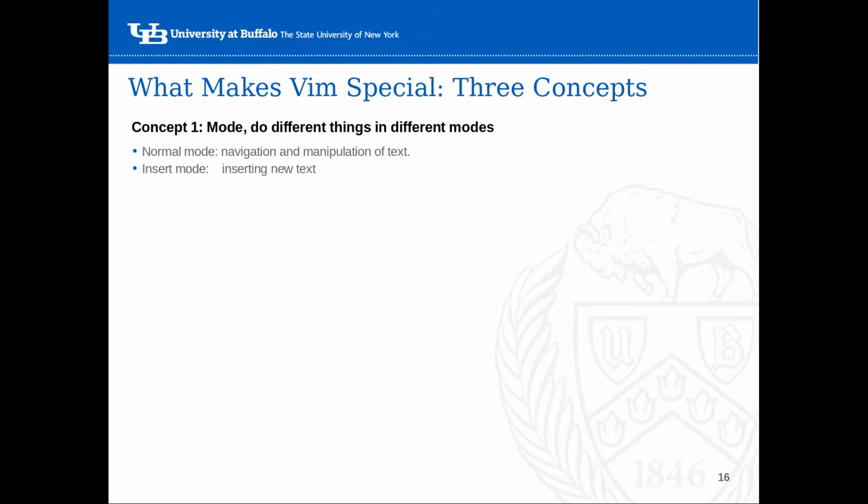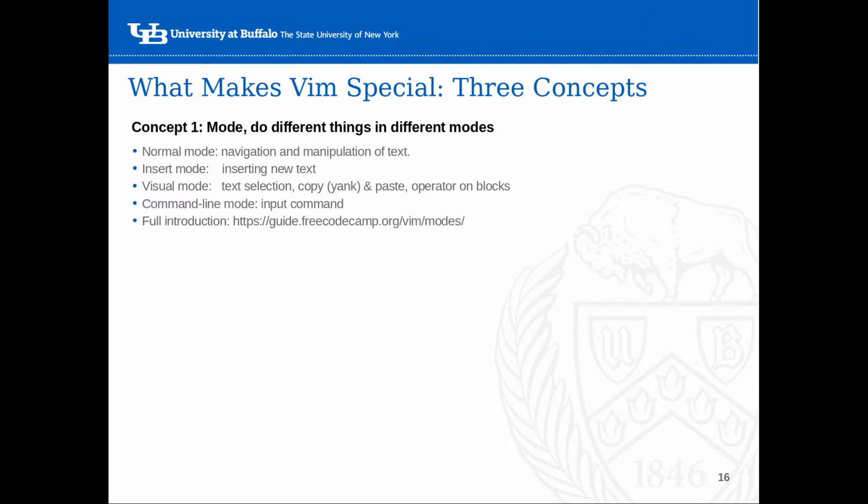So we have different modes, like the normal mode we saw before. We can navigate and manipulate text. And insert mode is actually what most text editors just go into directly, so you can insert new text. And in visual mode, you can do selection, copy, paste. And there's a command line mode where you can input commands to help you do different things. There's a full introduction to all the modes there. If you want to learn, you can use it.